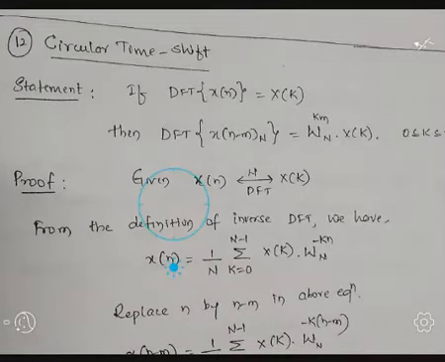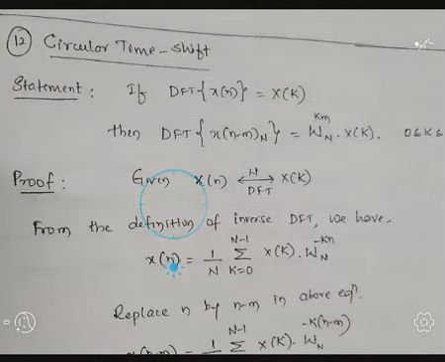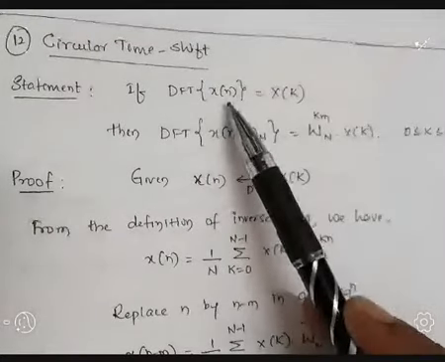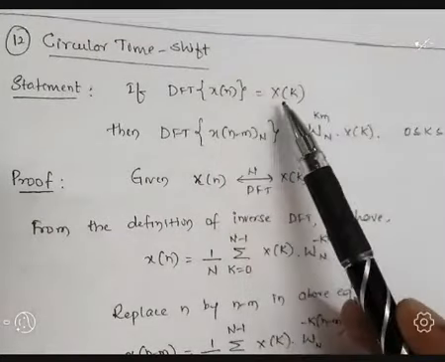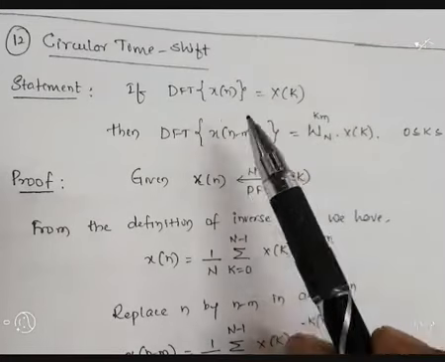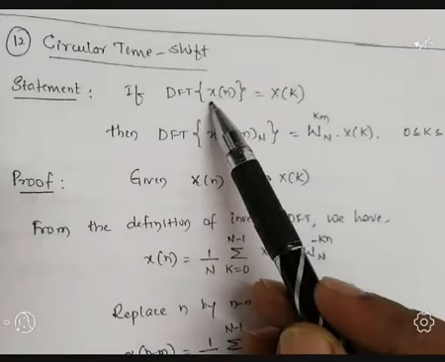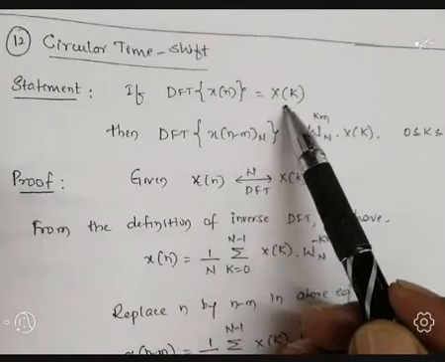Circular time shift property. See the statement of this property. If the DFT of the discrete time sequence x of n is indicated as X of k, so it means x of n is a discrete time sequence. If you calculate the DFT for that, we are going to write it as X of k.